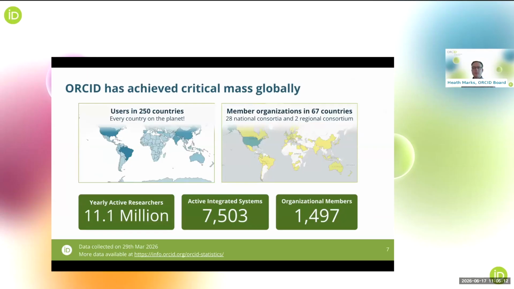ORCID has been around for almost 14 years, which is pretty exciting, and it's pretty well embedded and established within the global research ecosystem. Researchers have registered for an ORCID in almost every country on the planet, and ORCID has member organizations across 67 different countries, with 28 national consortia and 2 regional consortia offering membership to universities and not-for-profit organizations. In total, ORCID has close to 1,500 member organizations who have collectively integrated close to 7,500 different systems within the ORCID registry.